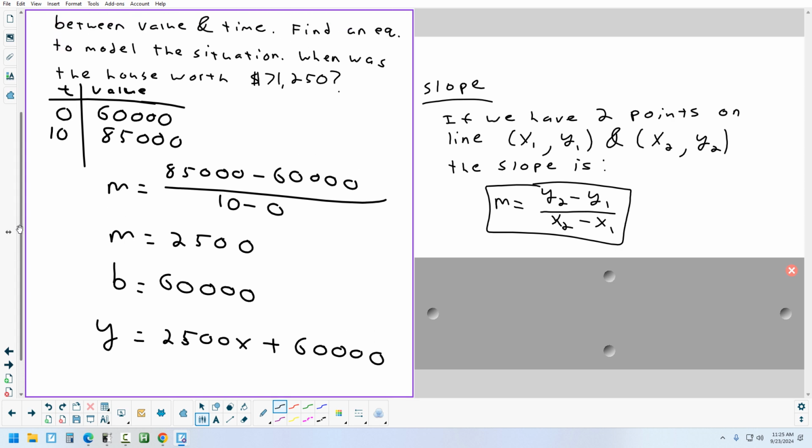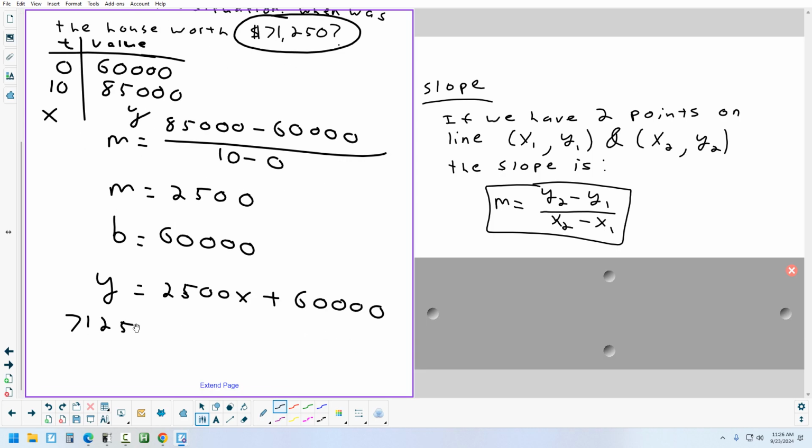Now they want to know, using that formula, when was the house worth $71,250? Where would that get plugged in? Is 71,000 a t value, like a time value? Or is it like a dollar amount value? And that'll tell us whether it's the x or the y. Dollar value. It's a dollar amount, and the dollar amount is which letter in this case? The y, yeah. These are my x's, those are my y's. So fill in 71,250 and solve for x.